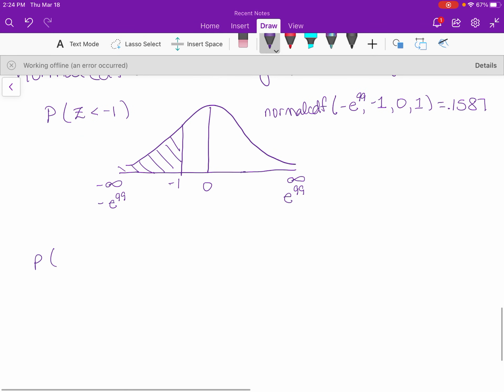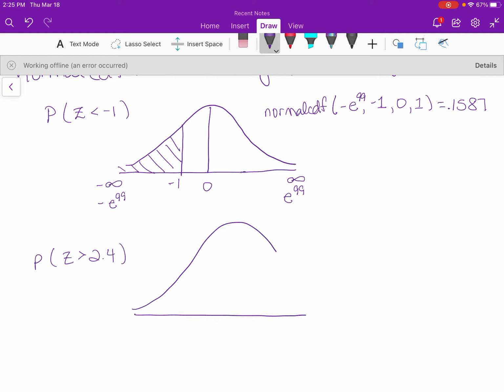Z is greater than 2.4. Again, I'm going to draw my curve. I know that 2.4 is up here. I know I'm going greater than, so I'm going to use normal CDF. 2.4, e to the 99th, 0, 1.